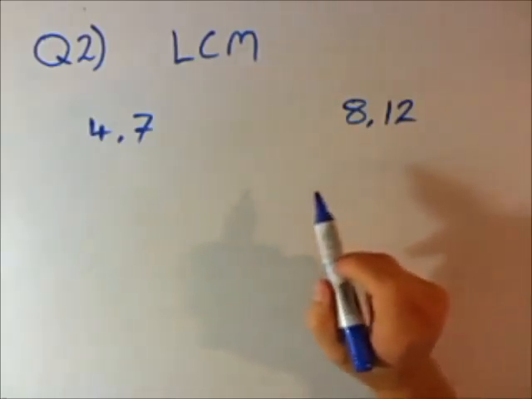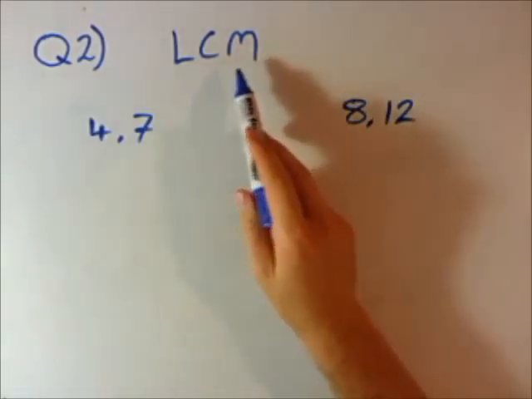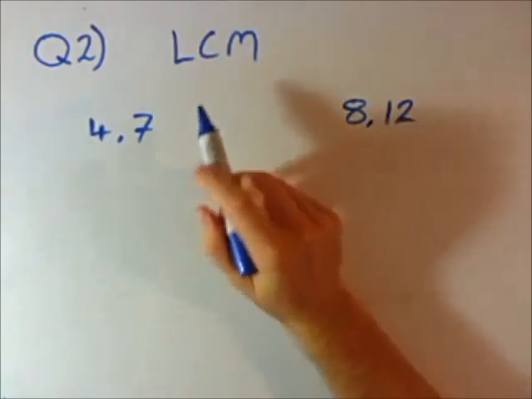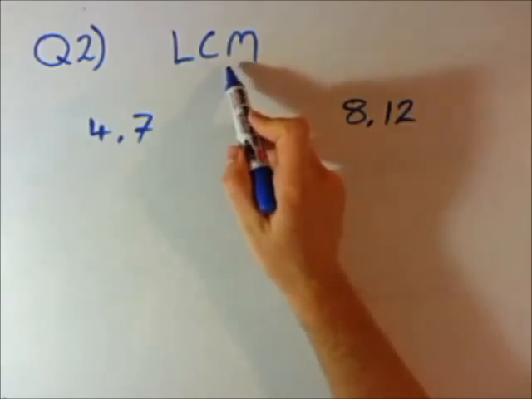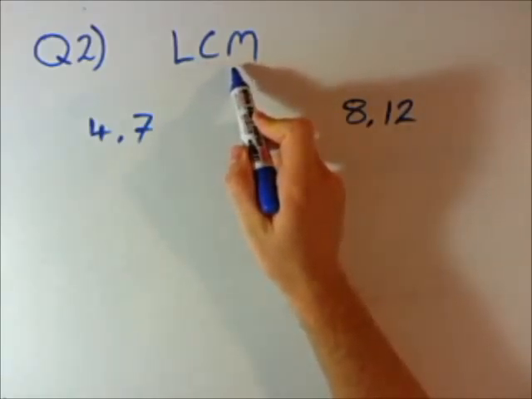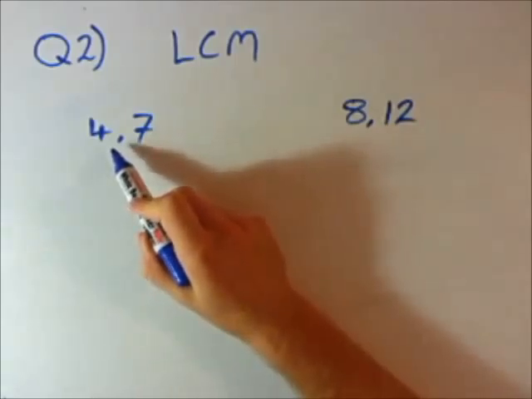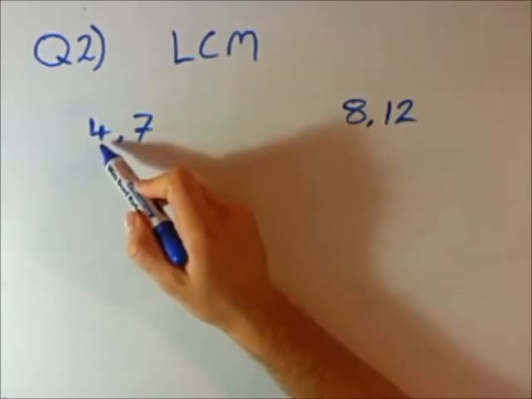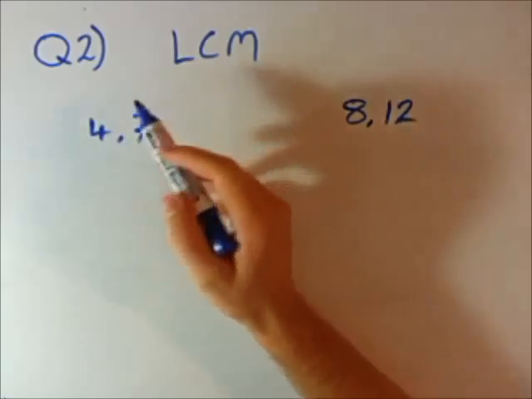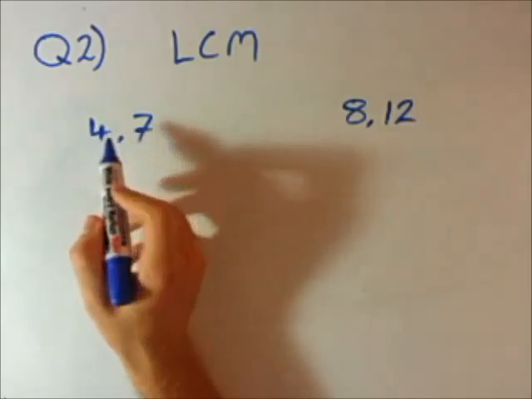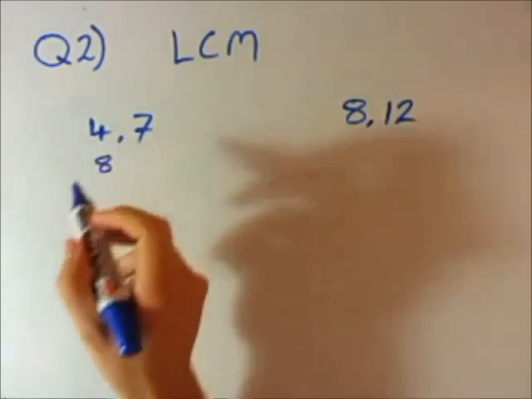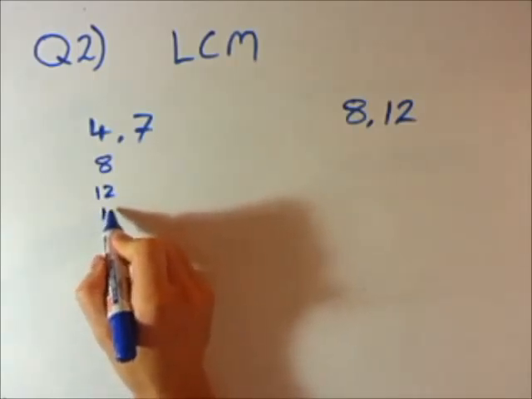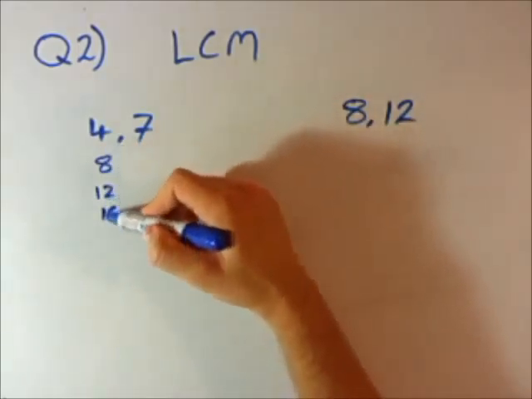Question 2, we're looking for what's called the lowest common multiple. That's what this LCM stands for. Now, what does that actually mean? Let's first look at this M, which stands for the word multiple. A multiple of 4 is all the numbers that you get by timesing 4. So 4 times 1 is 4, 4 times 2 is 8, 4 times 3 is 12, 4 times 4 is 16. So these are all the multiples of 4.